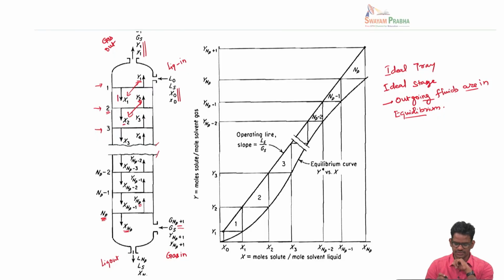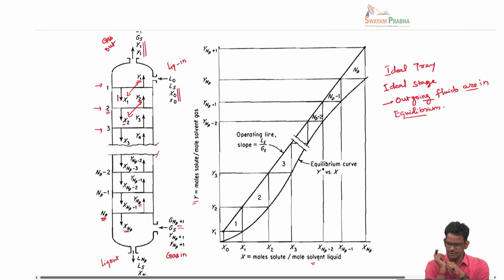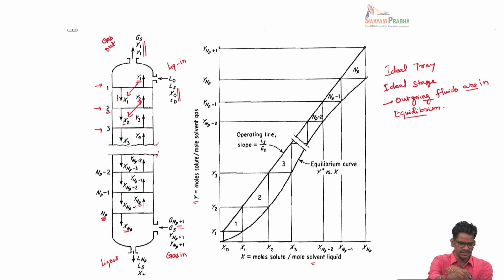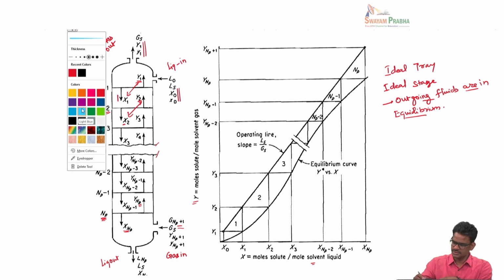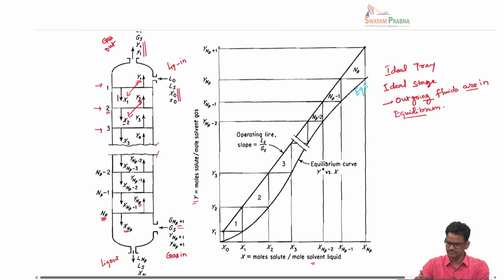These are synonyms. Now, having defined this ideal stage, we can calculate the number of stages or number of ideal trays. This can be done either graphically or analytically, in some cases at least. For example, what you see here is y versus x in terms of mole ratio. This line that you see here is the equilibrium line, and this is the operating line.